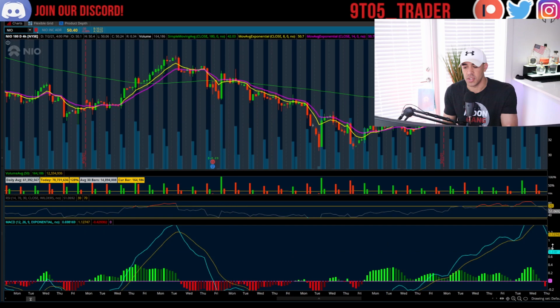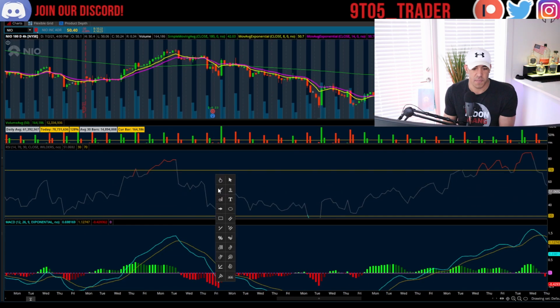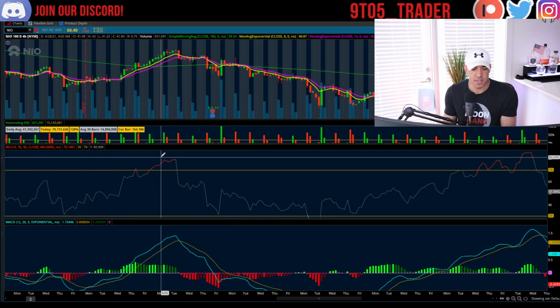Now, how do we use this to coincide with other contributing factors? So I like to use it with the RSI indicator. Guys, RSI is telling us it's overbought.